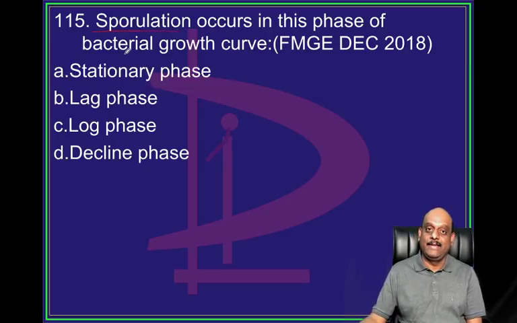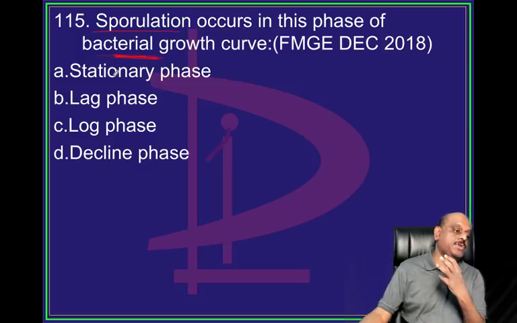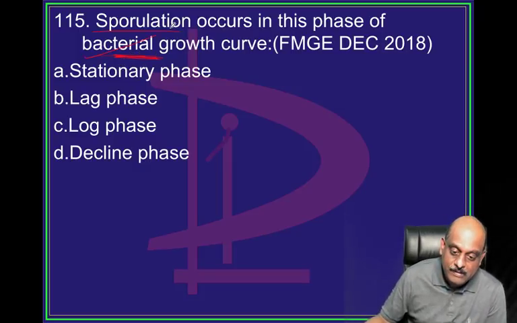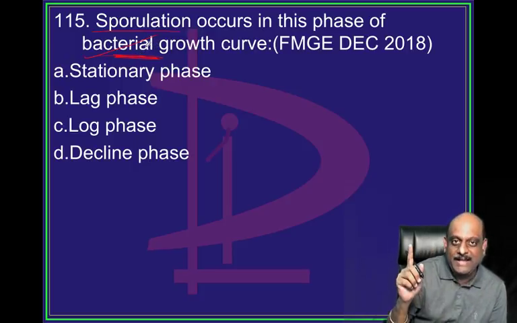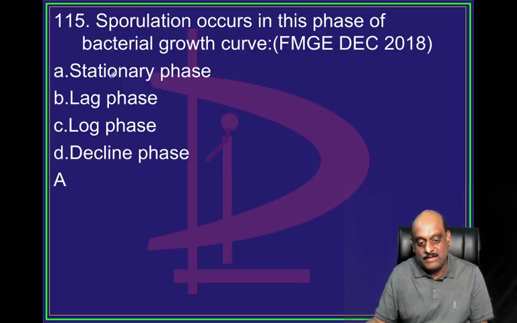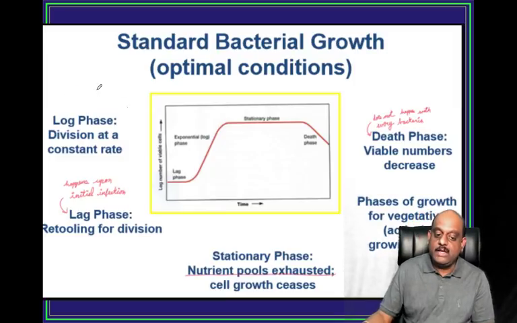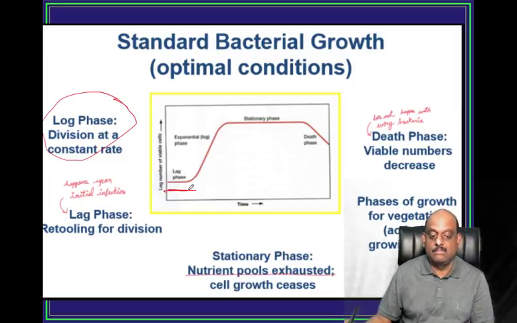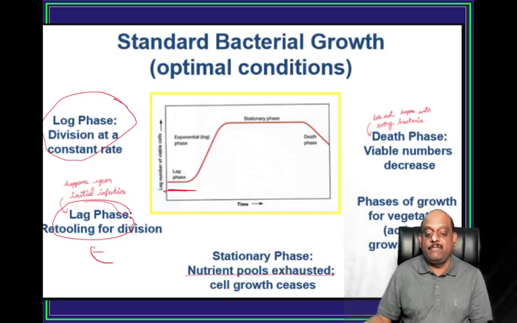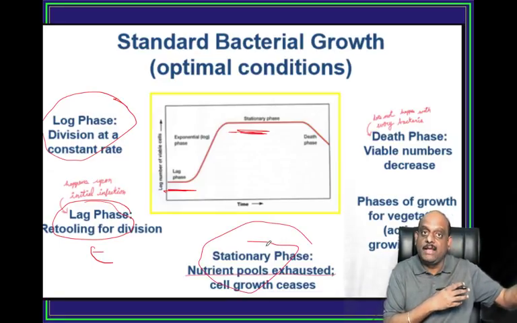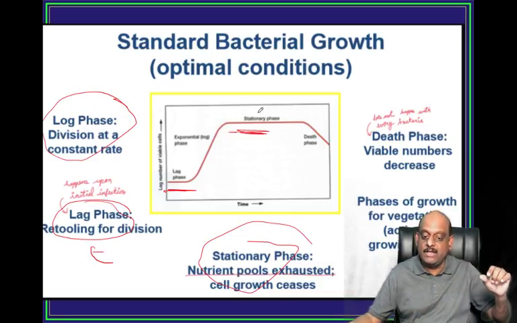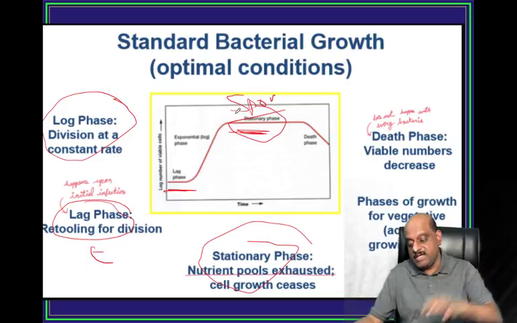Sporulation occurs in which part of the bacterial growth curve? Absolutely, Sudhanshu rightly says stationary phase. There is a log phase, division at constant rate. Lag phase, typically there is a retooling for division. Then there is a stationary phase where nutrient pools are exhausted, cell growth will stop, they go into hibernation, sporulation occurs, that is stationary phase.